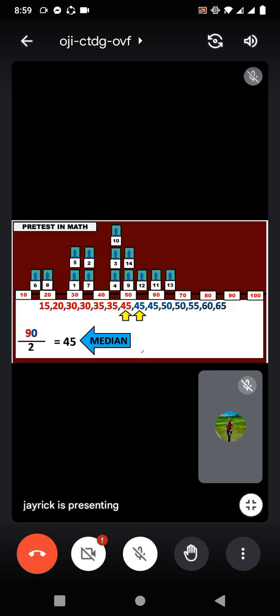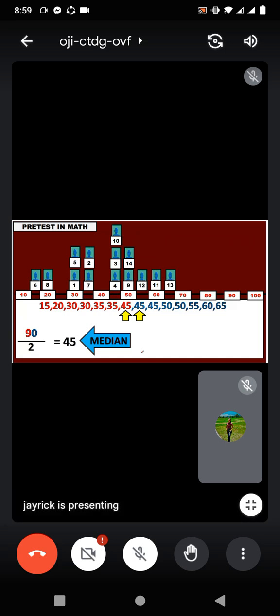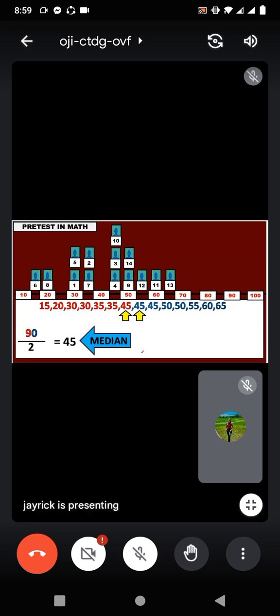Another implication is that there are values that go beyond 45. For example, we have 50, 55, 60, 65. These are the values above the median value of 45. And here we have the lower values: 15, 20, 30, 30, 35, 35. These are the values below the median.